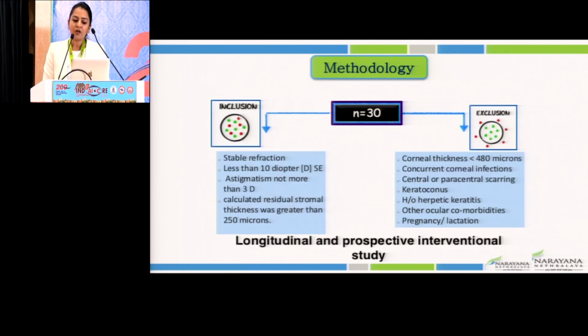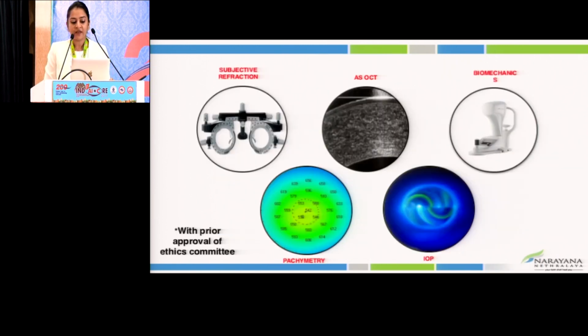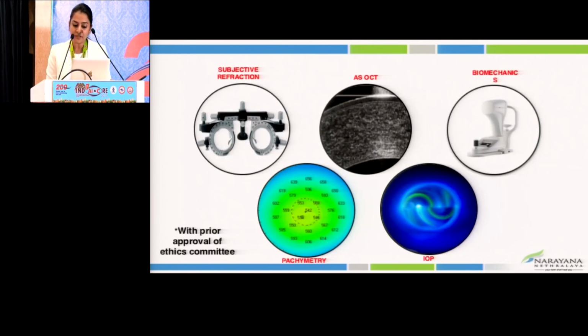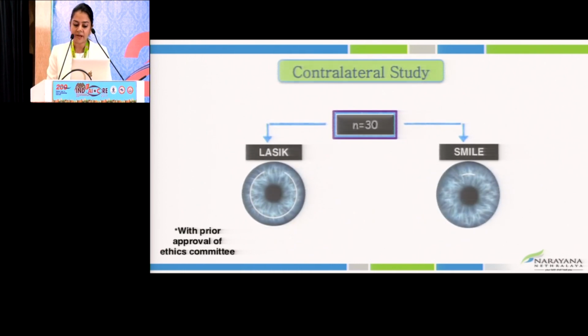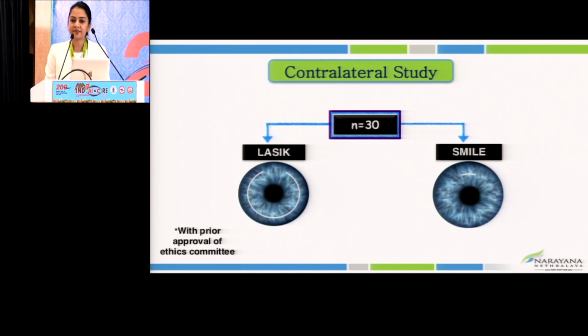We conducted a longitudinal prospective interventional study of 30 patients with prior ethics committee approval. Here we matched them for refraction, pachymetry, biomechanics, and intraocular pressure. It was a contralateral study where one eye underwent LASIK and the other eye underwent SMILE.